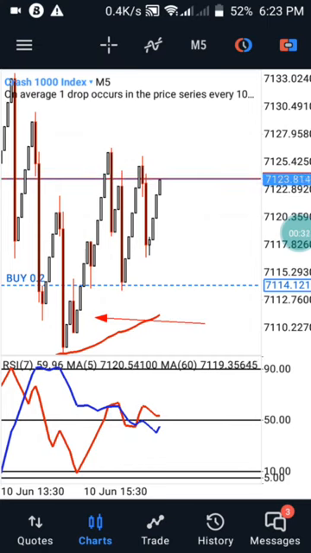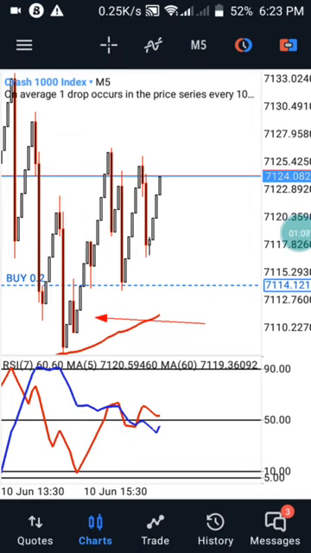entries in the market. This strategy works on crash 1000 and boom 1000. It works on all 4 pairs: crash 1000, boom 1000, boom 500 and crash 500. But don't worry guys, I'm going to be releasing a video on each of these pairs, and I will explain in detail how to use this strategy to trade successfully. This strategy is one of the best strategies that you can use to scalp the market, most especially on 5-minute time frames.